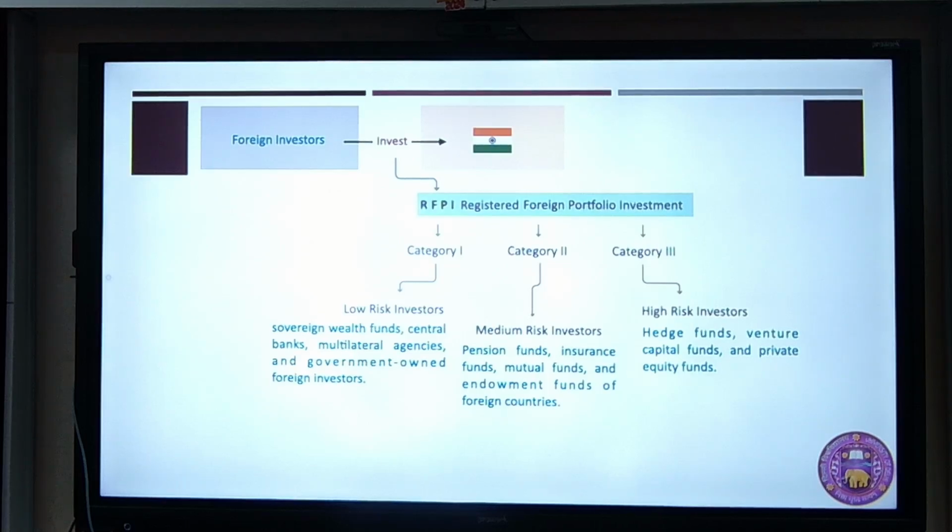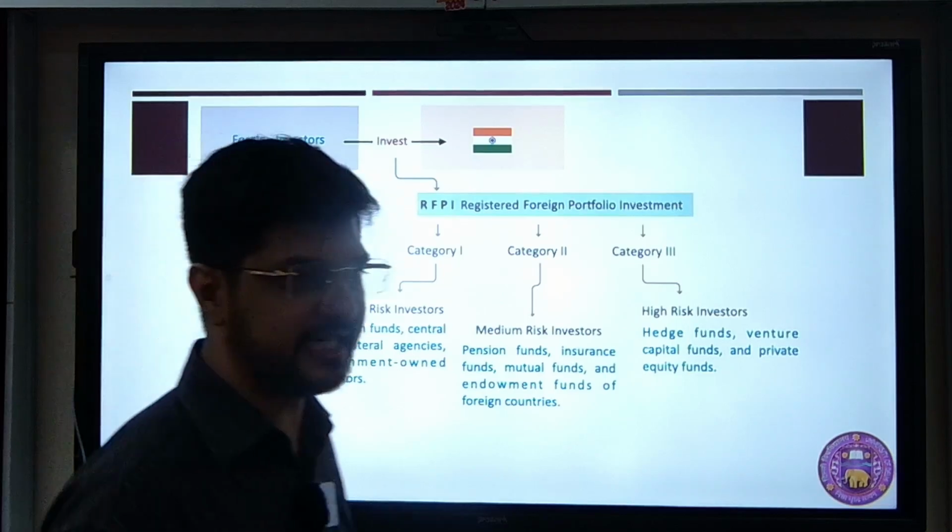If there is any negative news or panic in the market, these people will be the first to take out their money. If, say, a COVID fourth wave happens, they will be the first ones to take out all the money from the Indian capital markets. But if big central banks are investing, they would be relatively more stable. Similarly, big pension funds, mutual funds and insurance companies would be relatively more stable compared to hedge funds. What is the difference between hedge funds and mutual funds? Do you know how hedge funds are different from mutual funds?